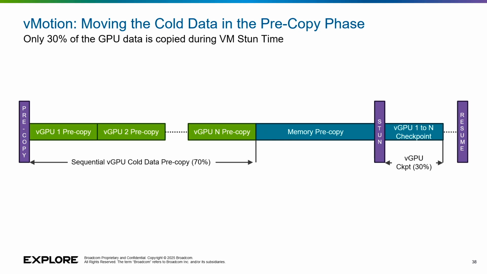Before we stun the VM, 70% of the data can be copied because it's not changing, and then we only stun the VM for that 30% of the data which is dynamic. In technical terms, this is the KV cache, the key value cache in a large language model. It's the only dynamic part of that model. So vMotion is now making use of features that we get from Intel and AMD CPUs, identifying data that is not changing and pre-copying that data before we stun the VM.